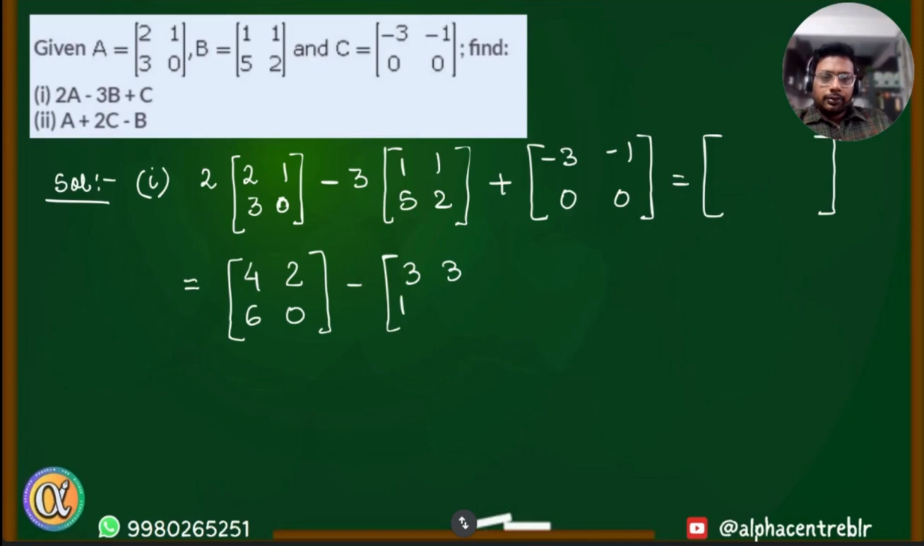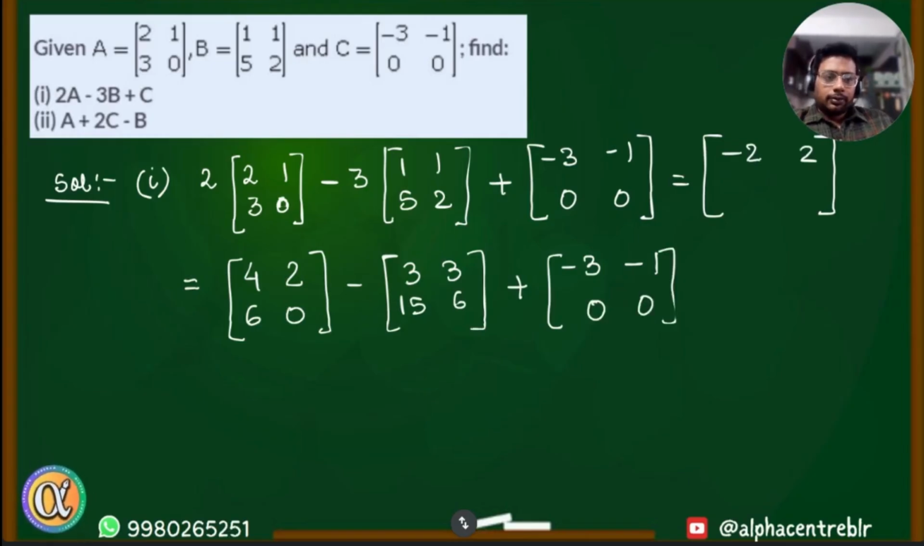So minus 2 is the first term. So minus 2, 2, minus 9, and so the final answer is minus 2, 2, minus 9, and minus 6. First term minus 2 looks okay to me. Okay, what about the second term? 2 minus 3 is minus 1, and then minus 1 again. So I think even the second term is minus 2.